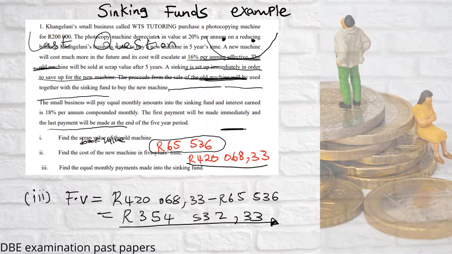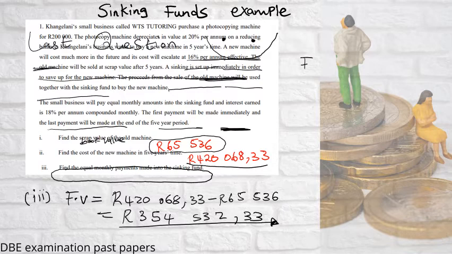So this is the amount that this tutoring company has to start saving for in order to buy the new machine, right? But the question requires us to find the equal monthly payments that will be made into this sinking fund. Don't forget that the first payment was made immediately, and this is future value. What happens? There will be an extra payment. It will be plus 1. Thereafter, they will be making payments at the end of every month, right?